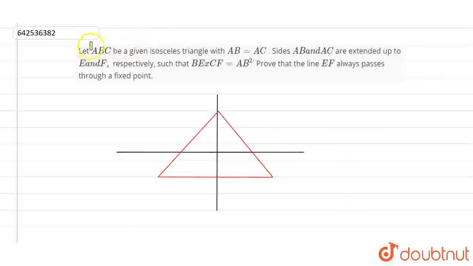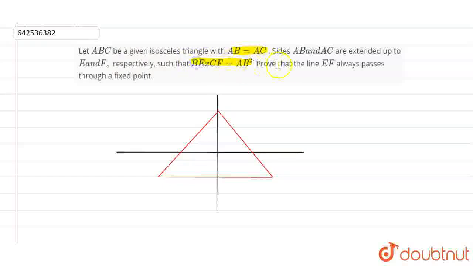Okay, so the given question is what we have. Let ABC be a given isosceles triangle with AB equals to AC, right? This is the isosceles triangle which is having two sides same. Sides AB and AC are extended up to E and F respectively, such that BE cross CF equals AB square. These are the given things what we have in the question.